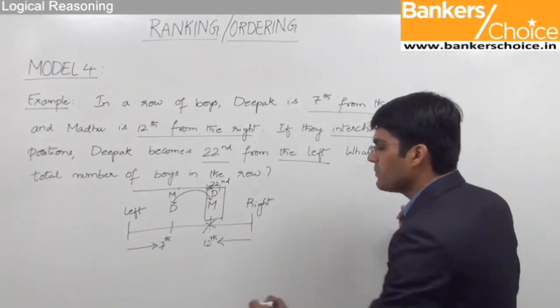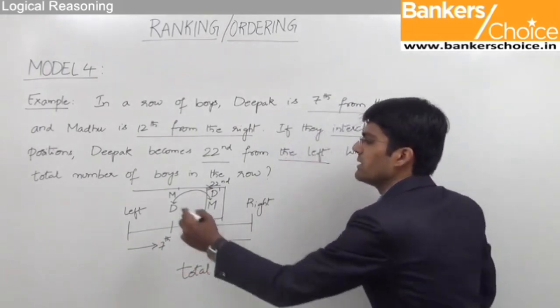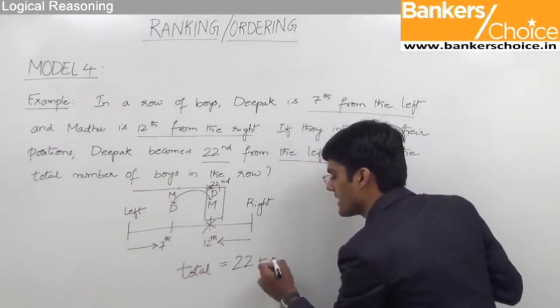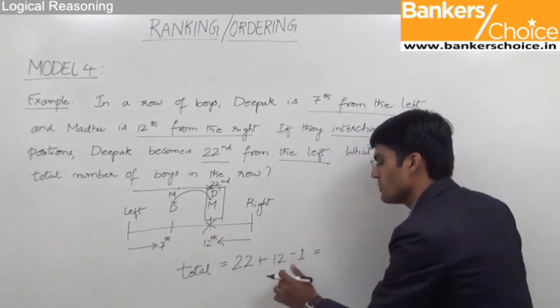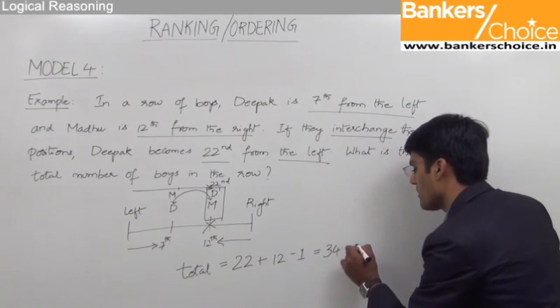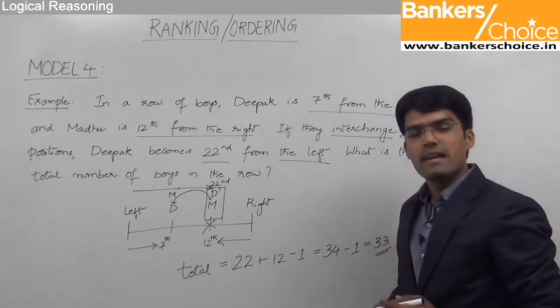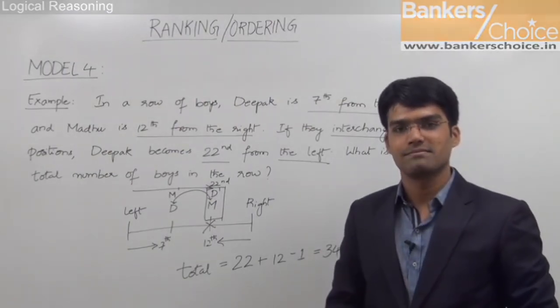So by taking that point, we can say that the total number of persons here should be the position from left end, that is 22, plus the position from the right end, which is 12, minus 1. So 22 plus 12 is 34 minus 1, that is 33. So we can say that the total number of persons in this row is 33.